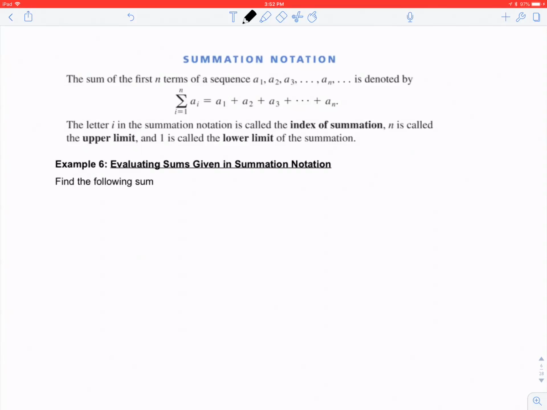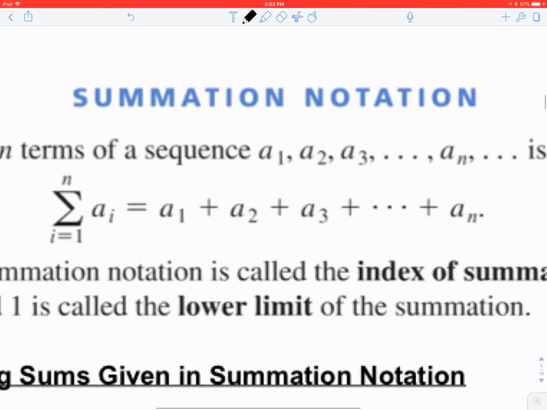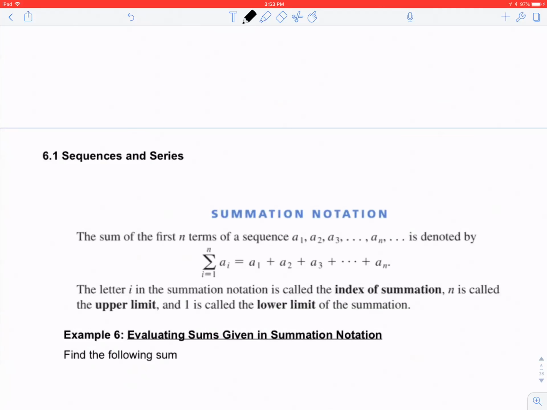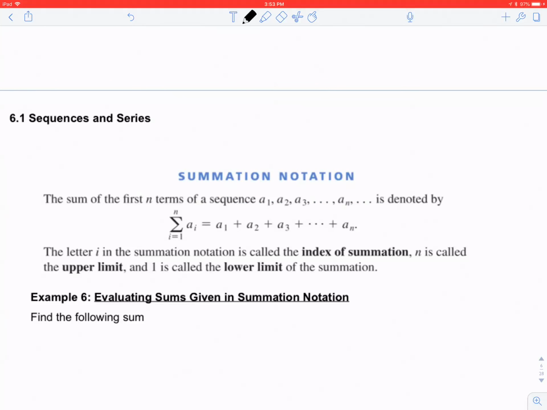So then summation notation. The sum of the first n terms of a sequence, A1, A2, A3, AN, and keep going, is denoted by the sigma notation. So we have the sum as I goes from 1 to n of AI. So that means we're going to say A1 plus A2 plus A3, so on and so on until we get to AN. That's summation notation. Okay? So then the letter I in the summation notation is called the index of the summation. And n is called the upper limit, and 1 is called the lower limit of the summation.